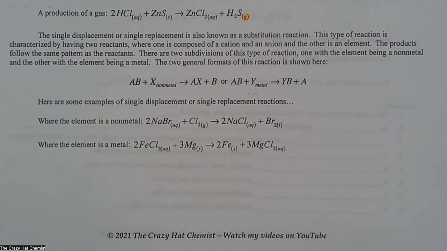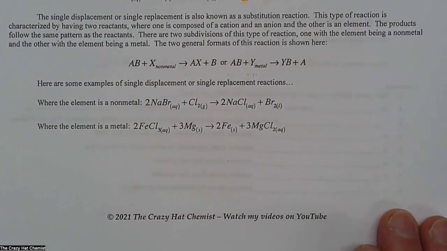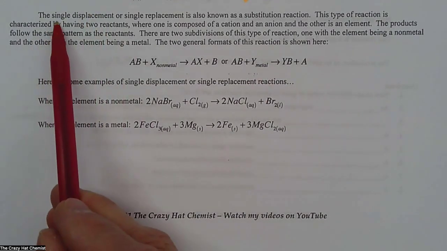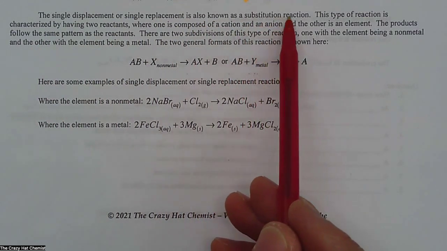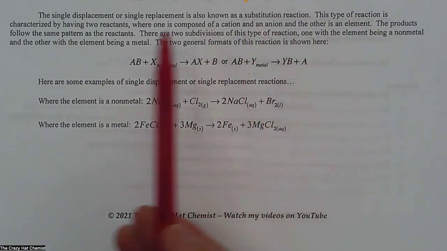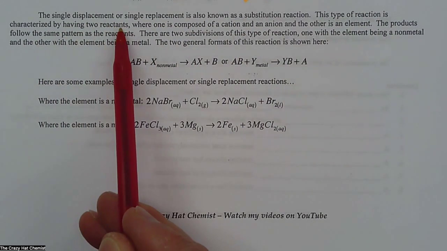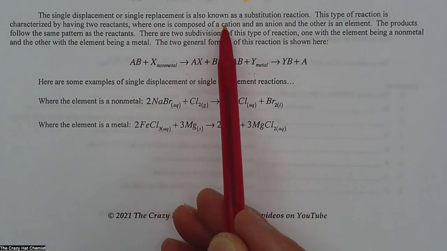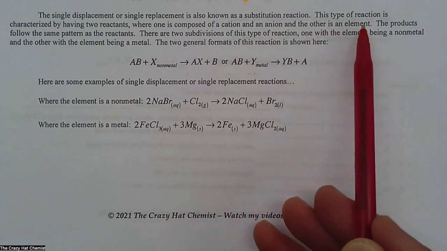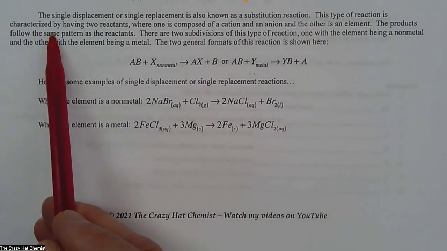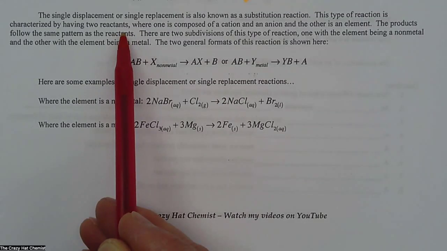Okay, here we go. Perfect. Says the single displacement or single replacement is also known as a substitution reaction. This type of reaction is characterized by having 2 reactants, where one is composed of a cation and an anion, and the other is an element. The products follow the same pattern as the reactants. That is, you'll have a cation anion plus an element.